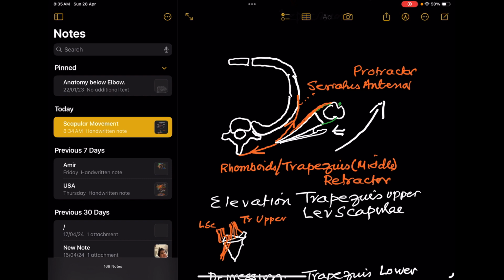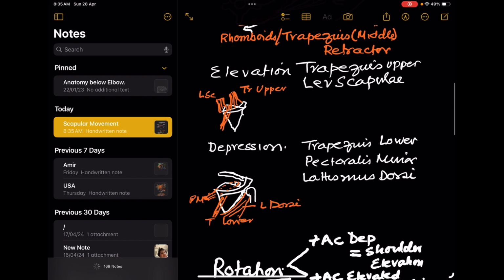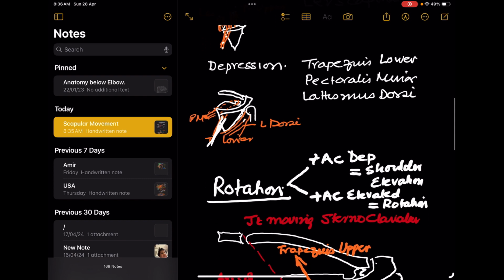The rhomboids and the medial fibers of the trapezius, which are attached like this, would retract the scapula. So after finishing this protraction and retraction, the elevation would be produced by the upper fibers of the trapezius and the levator scapulae. The depression would be produced by the lower fibers of the trapezius, the latissimus dorsi and the pectoralis minor, which is arising from the coracoid and attached to the ribs. So all these muscles will pull the scapula downwards.